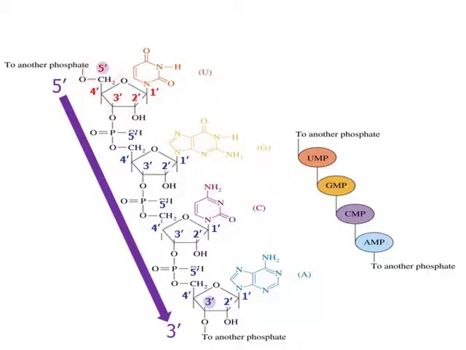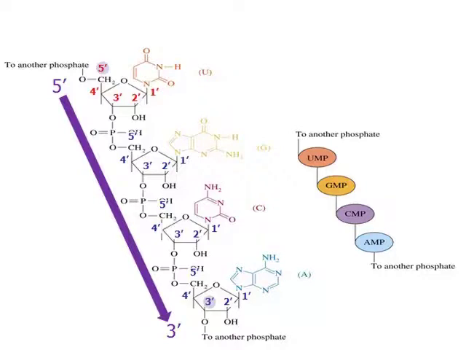Remember that each time we see 4 lines converging on a single point, that means that atom is making 4 bonds. In an organic molecule, we assume that that's carbon. So every time we see 4 lines coming together, we know that there's a carbon atom there. 1', 2', 3', 4', 5'. That 5' carbon is written out.